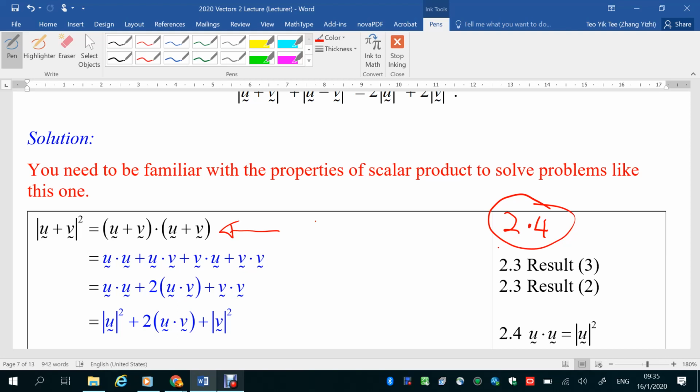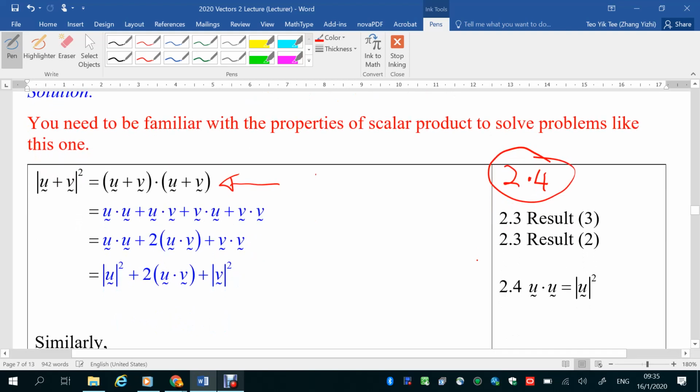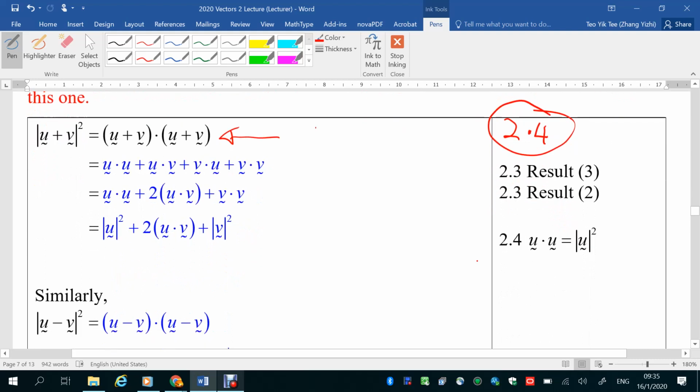I think in your lecture notes there's some jumble up. The next section that should follow should be this. So now can you please try on your own? What is magnitude of u minus v squared? Follow the template you did for the first one. Can you actually give me the result for u minus v?